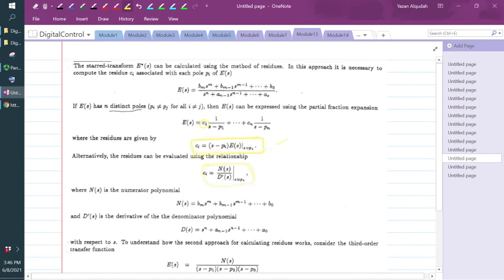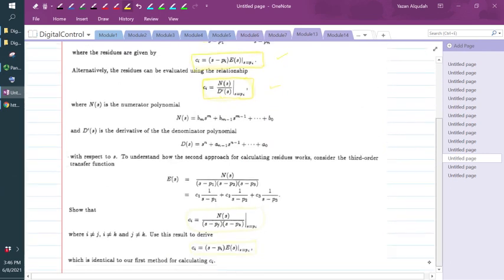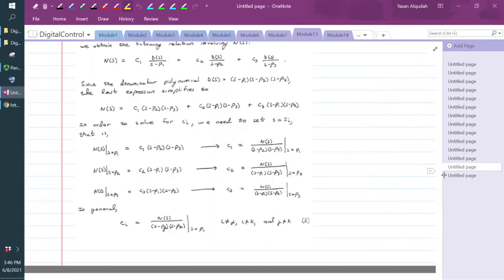Now, another way of calculating Ci is by just calculating N of s, the numerator, divided by the derivative of the denominator, and evaluating this at pi. Both of these will give me the same results if I have distinct poles. Does that make sense? So this Ci equal to N of s over D prime, and I have the proof here. You can look at it and read it.